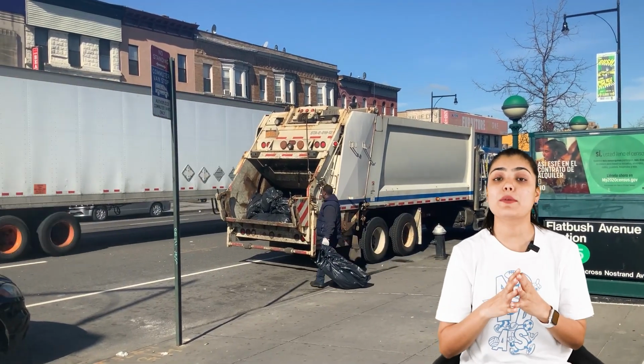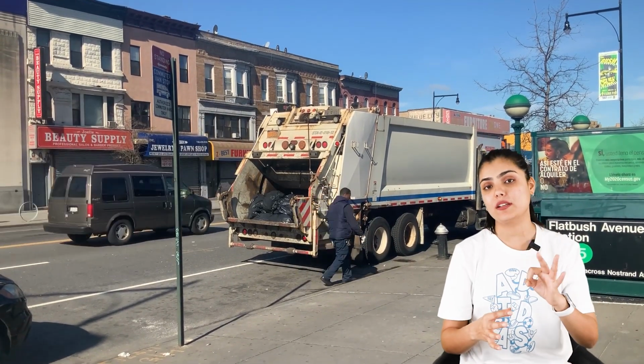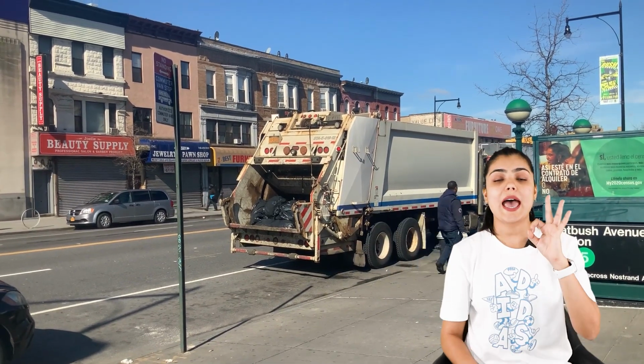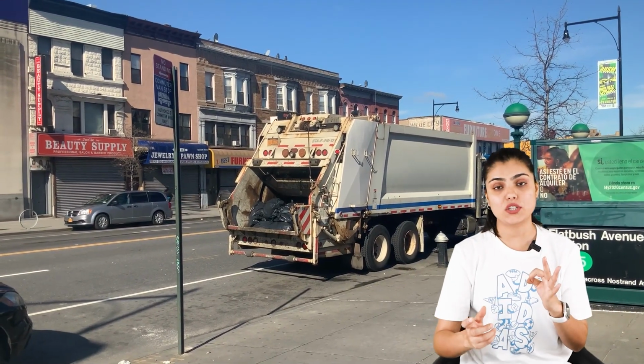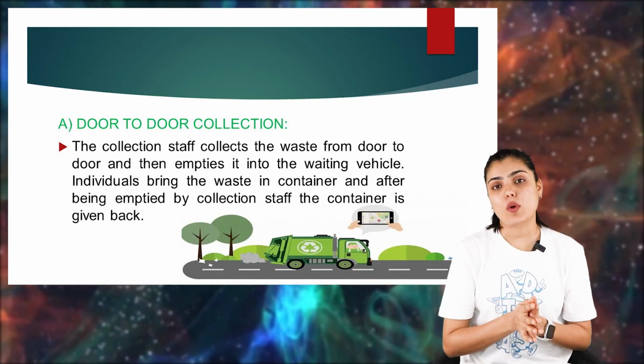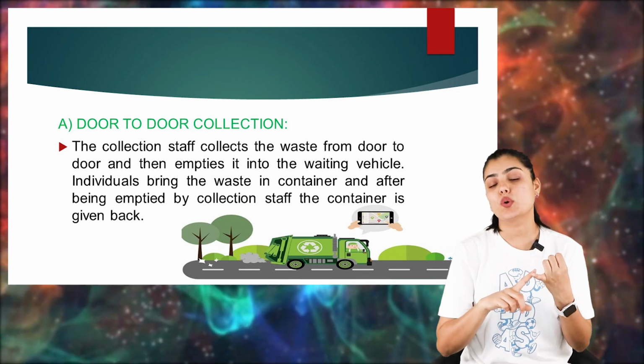Now, solid waste can be collected by three different methods. Collection of waste has three different methods of collection. The first one is the door-to-door collection. The second one is called curbside collection. And the third one is called community storage point. So let us see one by one what those are. The first one is door-to-door collection.